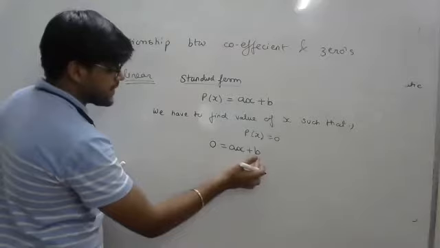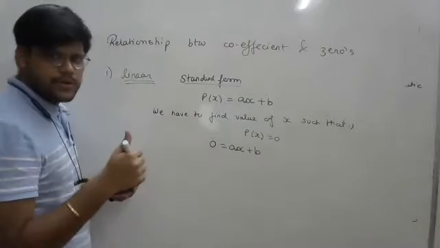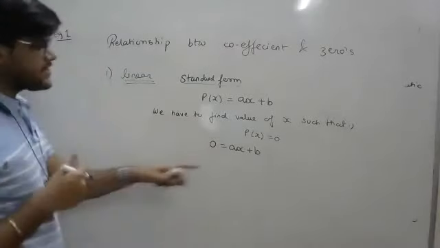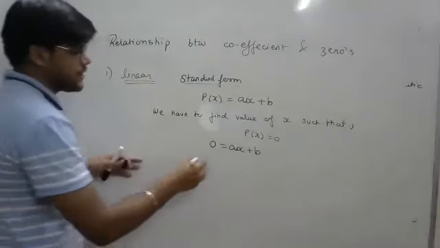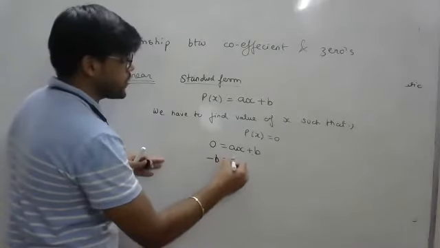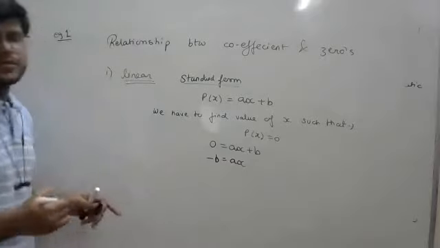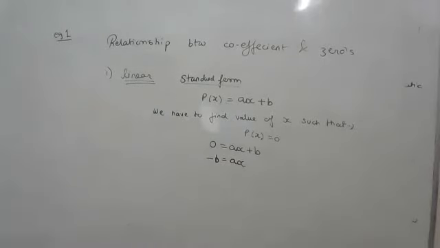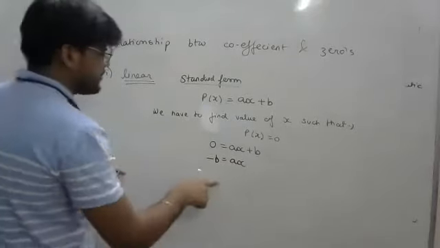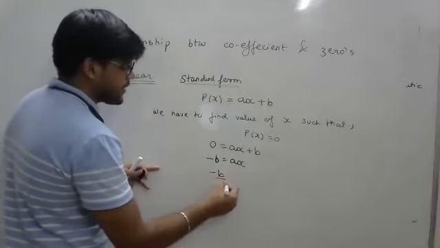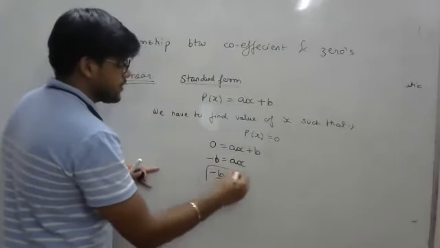So first of all, minus b upon a. Yes, it will be minus b upon a. Good. First, I'll be sending this b to the left hand side, so it will be minus b equals ax. And now I'll be sending this a into division. Minus b by a equals x.